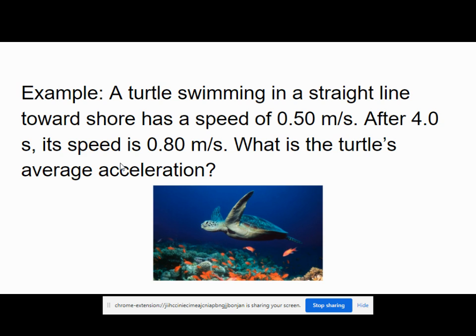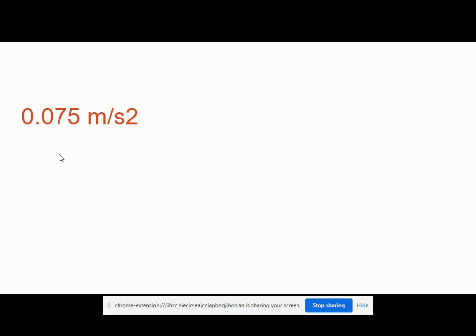So a turtle is swimming in a straight line towards the shore and has a speed of 0.5 meters per second. After 4 seconds, its speed is 0.8 meters per second. So once again, we have a positive acceleration. We will have 0.8 minus 0.5 and then divide it by 4. So basically, we have 0.3 meters per second divided by 4 seconds, and that'll give us an answer of 0.075 meters per second squared.